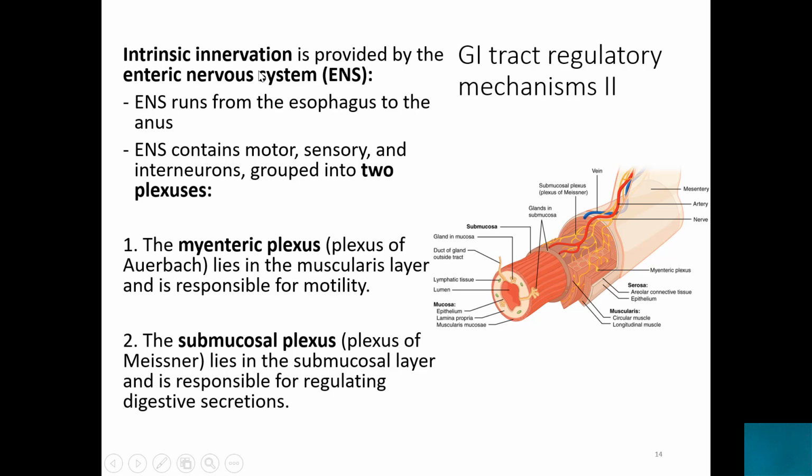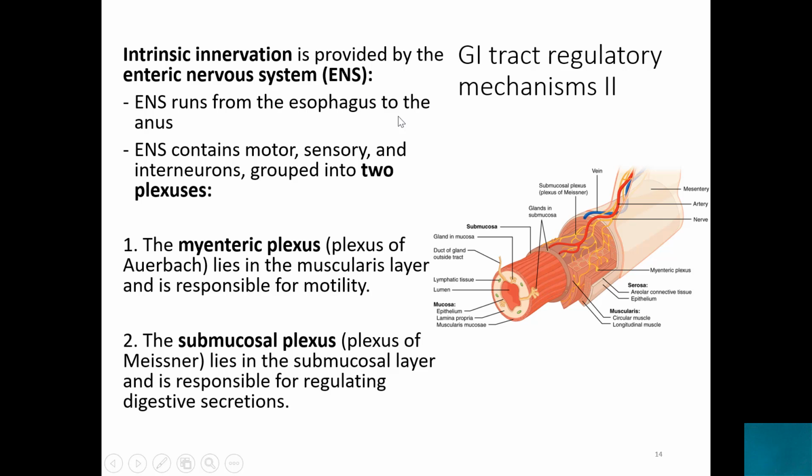Next one. There is innervation of the gastrointestinal tract, intrinsic and extrinsic. Intrinsic innervation means that all those nerve endings are located in the wall of the small intestine, large intestine, stomach, and other parts of the gastrointestinal tract. They are not regulated by the brain or spinal cord. They are local and they are called intrinsic. Together they are called the enteric nervous system.